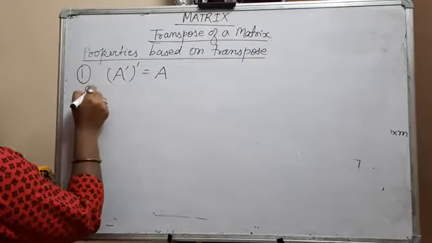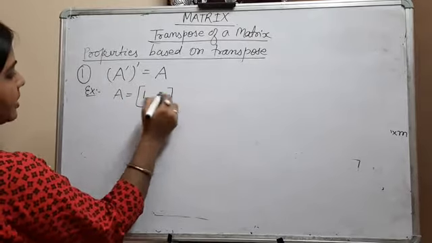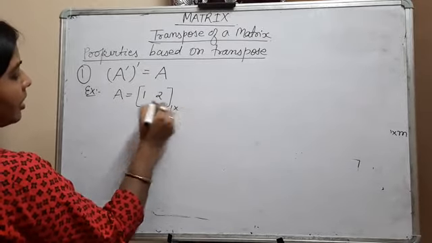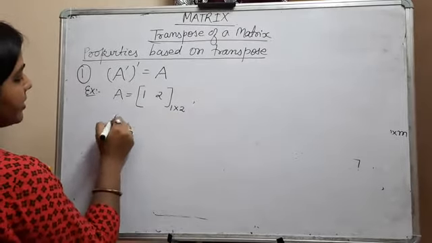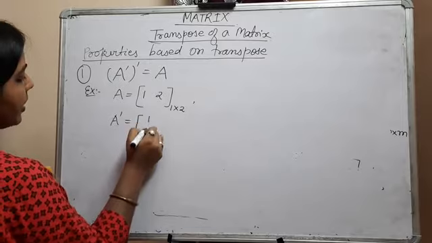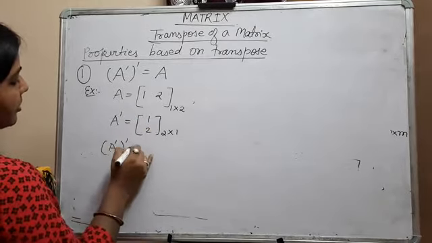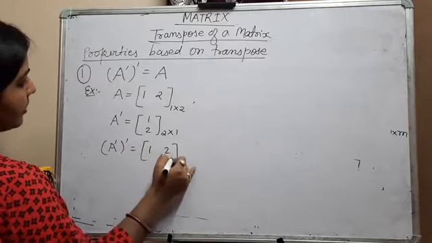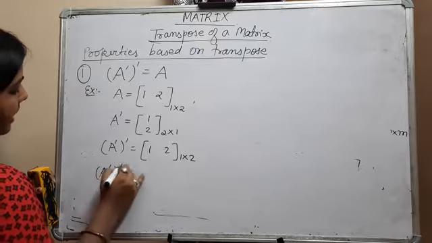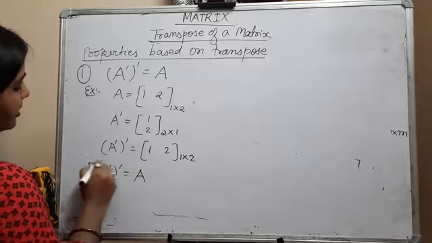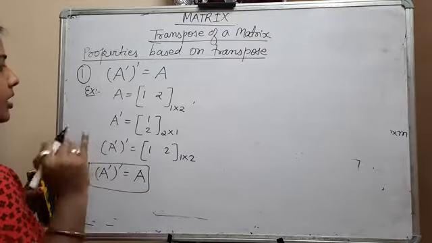So I am taking an example for this. If matrix A is 1 2, this is of 1 row and 2 columns. When we find the transpose of this, it will be 1, 2, meaning 2 by 1. Again we find the transpose, so we get 1 2, meaning 1 by 2. So we get A dash whole dash equals A. So this is the first property. Very simple, transpose of transpose of A equals A.